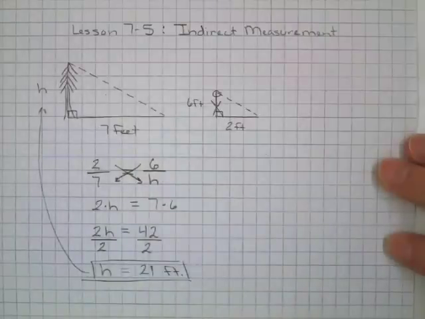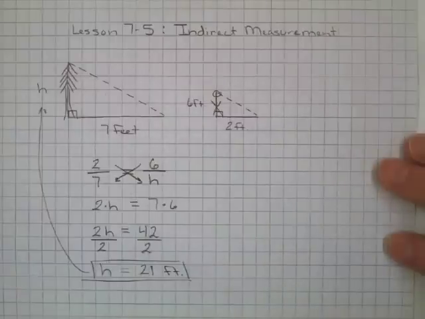That is one way we can use indirect measurements, knowing the length of a couple of the sides of similar triangles to find out the length of the height of one of the sides.